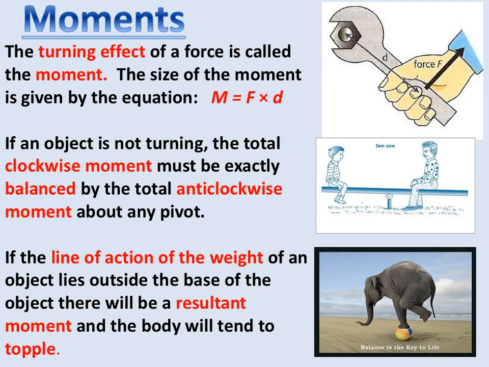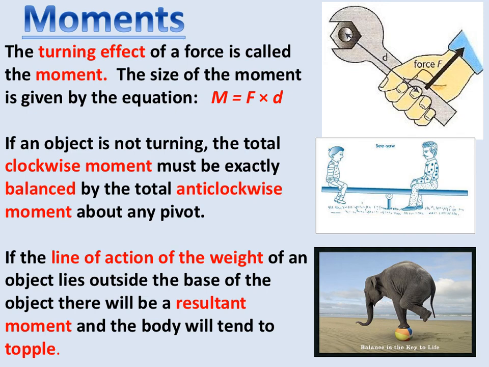So we now move on to look at moments. The turning effect of a force is called the moment, and the size of the moment is given by the equation that's shown there, which is that the moment is equal to force times the perpendicular distance from the pivot. You can see in the example here that we've got the force acting this way, so the distance must be perpendicular. When we mean perpendicular, we mean at right angles to the force.